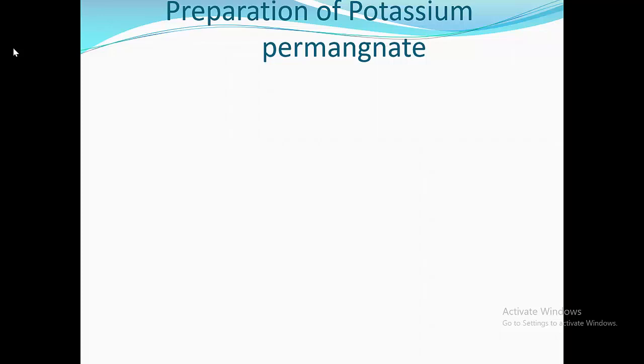Now we are going to start preparation of potassium permanganate and potassium dichromate. First we are going to see preparation of potassium permanganate. Potassium permanganate can be prepared by using chemical oxidation or electrolytic oxidation. First we are going to see chemical oxidation.